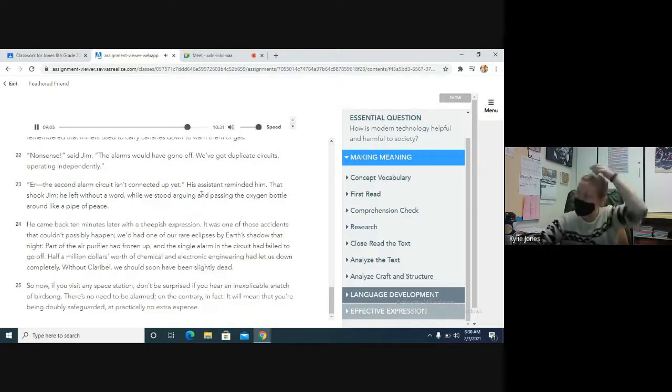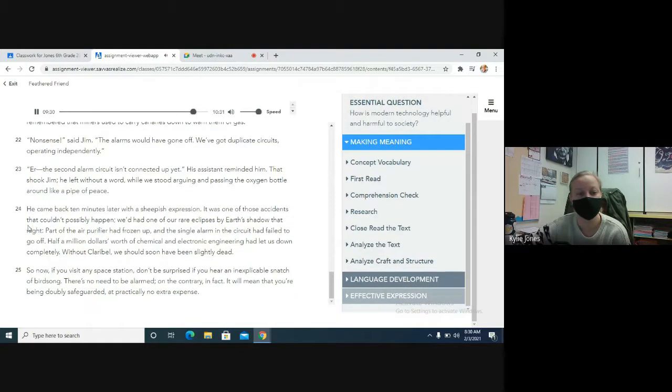"Nonsense," said Jim. "The alarms would have gone off. We've got duplicate circuits operating independently." "The second alarm circuit isn't connected up yet," his assistant reminded him. That shook Jim. He left without a word, while we stood arguing and passing the oxygen bottle around like a pipe of peace. He came back 10 minutes later with a sheepish expression. "It was one of those accidents that couldn't possibly happen. We'd had one of our rare eclipses by Earth's shadow that night. Part of the air purifier had frozen up, and the single alarm in the circuit had failed to go off. $500,000 worth of chemical and electronic engineering had let us down completely. Without Clarabelle, we should soon have been slightly dead.